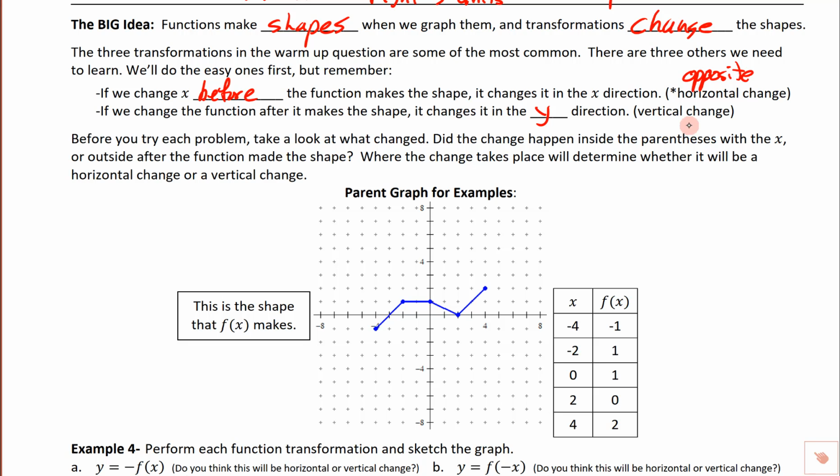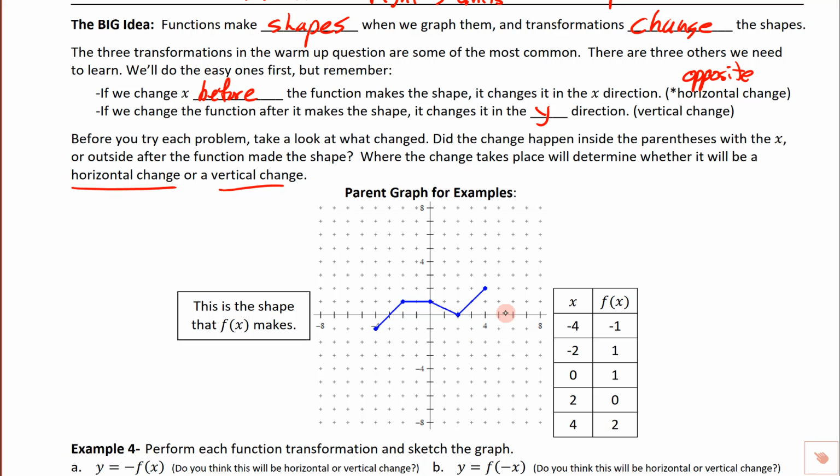Now, before we do each one of these problems, take a look at what changed. Notice where the parentheses are. Figure out whether there's a change inside the parentheses with the x, or is it outside? Did it change before it made the shape, or did it change after it made the shape? That's going to be the determining factor of whether or not it's a horizontal or vertical change.